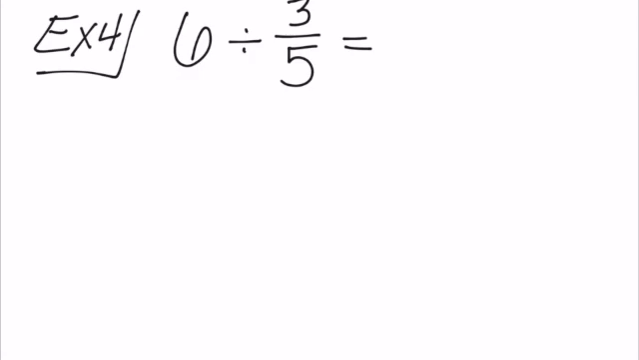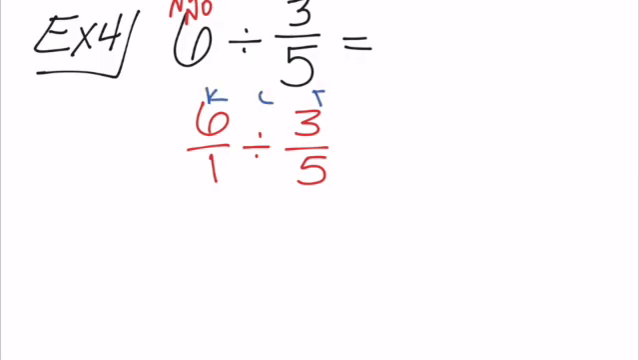Okay, so you should have got your answer by now, so let's see how you did. All right, you should see the no-no. This is a no-no. We cannot have a whole number in a fraction. We want a fraction divided by a fraction. 3/5 is fine, so it stays the same. But 6 needs to become a fraction. To make a whole number a fraction, we put a 1 under it. So 6/1.